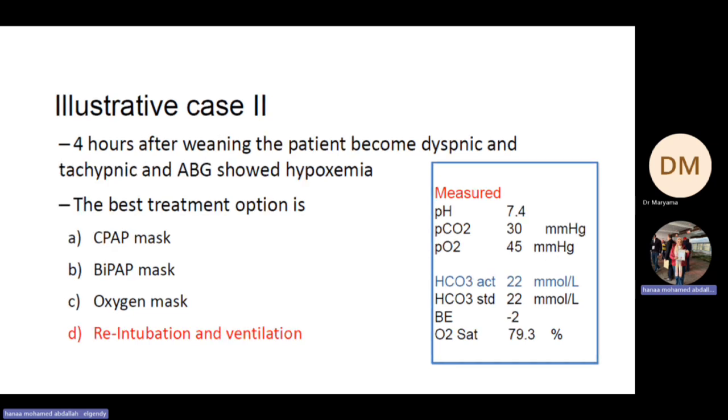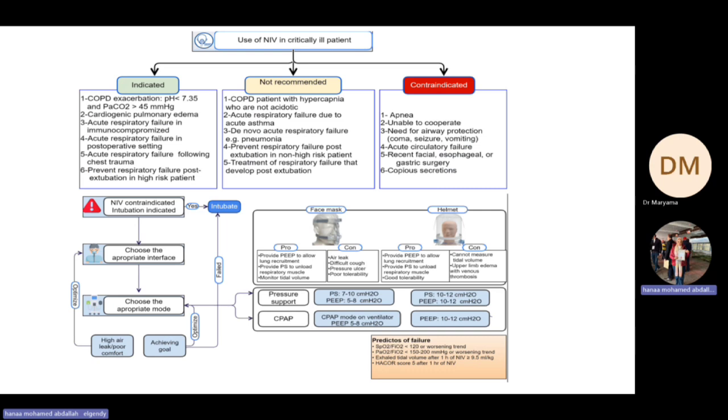So to sum up, the most important issue in this lecture today is to know the contraindications of non-invasive ventilation: unable to tolerate, apnea, need for airway protection, copious secretions, and acute respiratory failure. Once the patient does not tolerate non-invasive ventilation, we have to go for invasive ventilation. And the best way to be sure that the patient will benefit from non-invasive ventilation is to choose the best mode and the best size of the non-invasive face mask. Thank you.